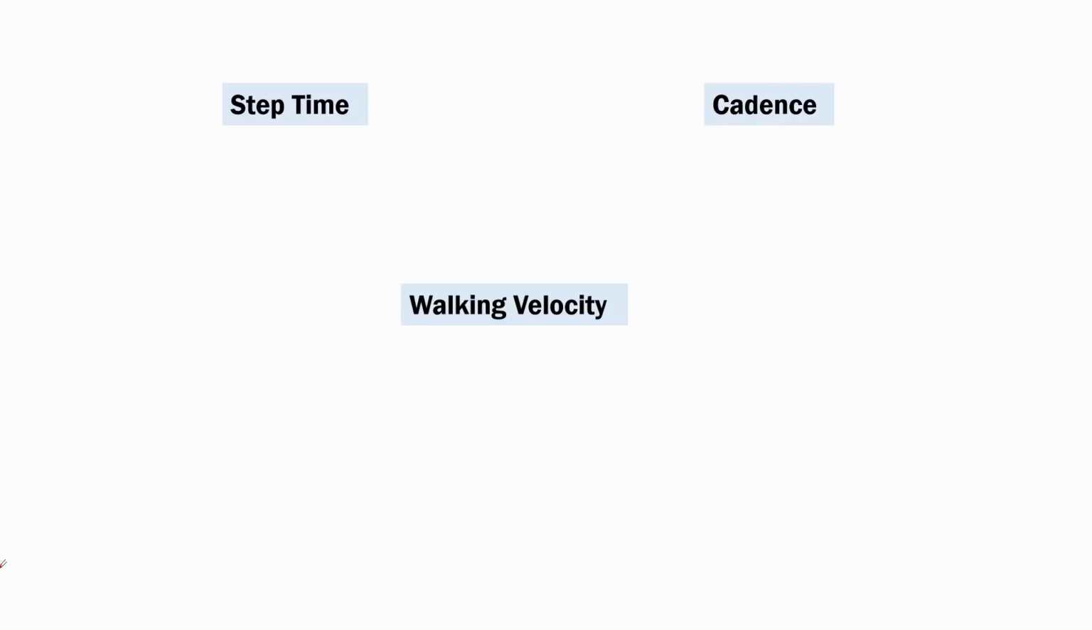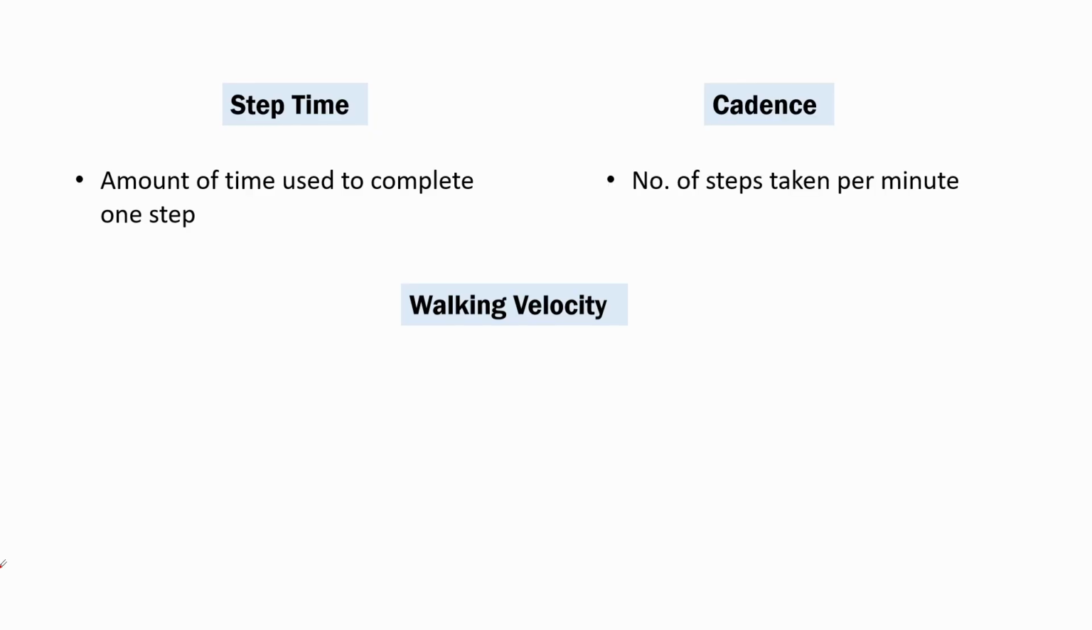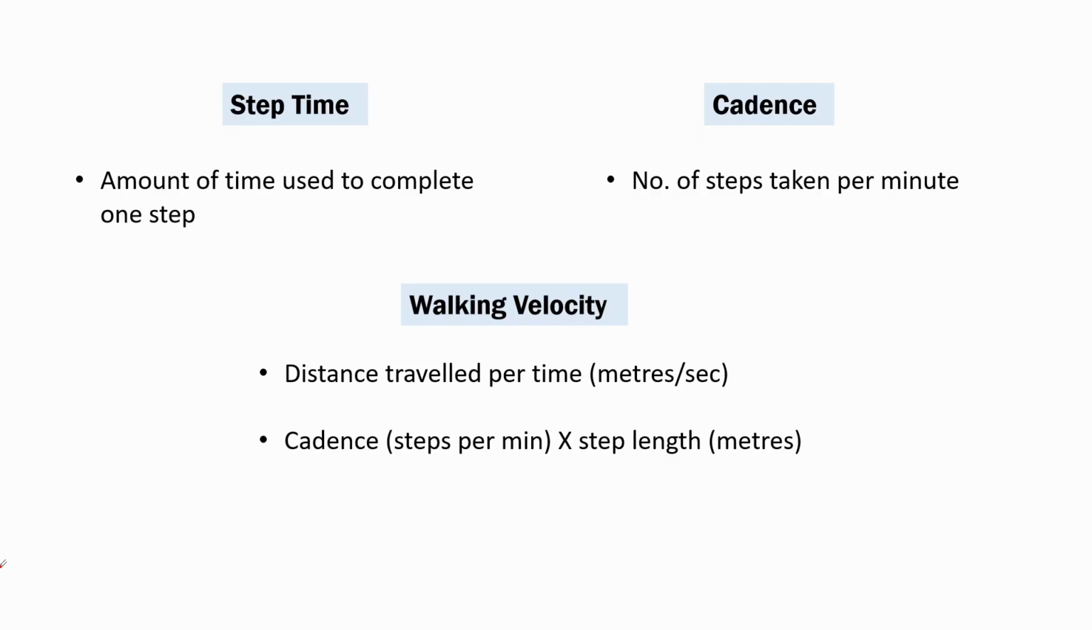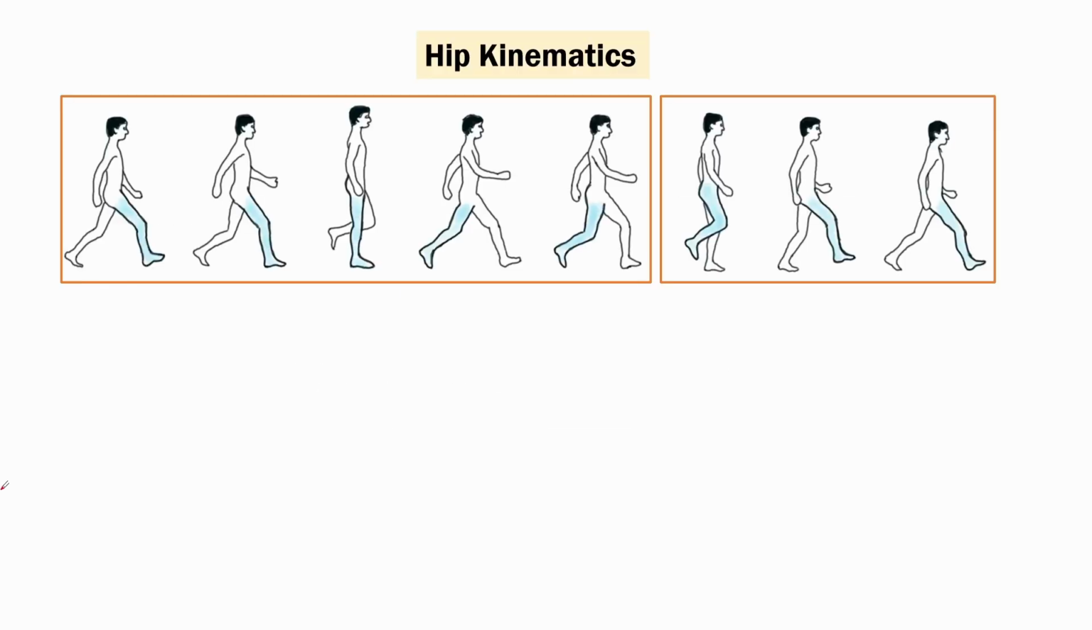The other terms are step time, which is the amount of time used to complete one step. Cadence is the number of steps taken per minute, and walking velocity is the distance traveled per time in meters per second. It is given by the formula cadence, that is steps per minute, into step length in meters divided by 60. Now let us have a look at the hip kinematics during gait.